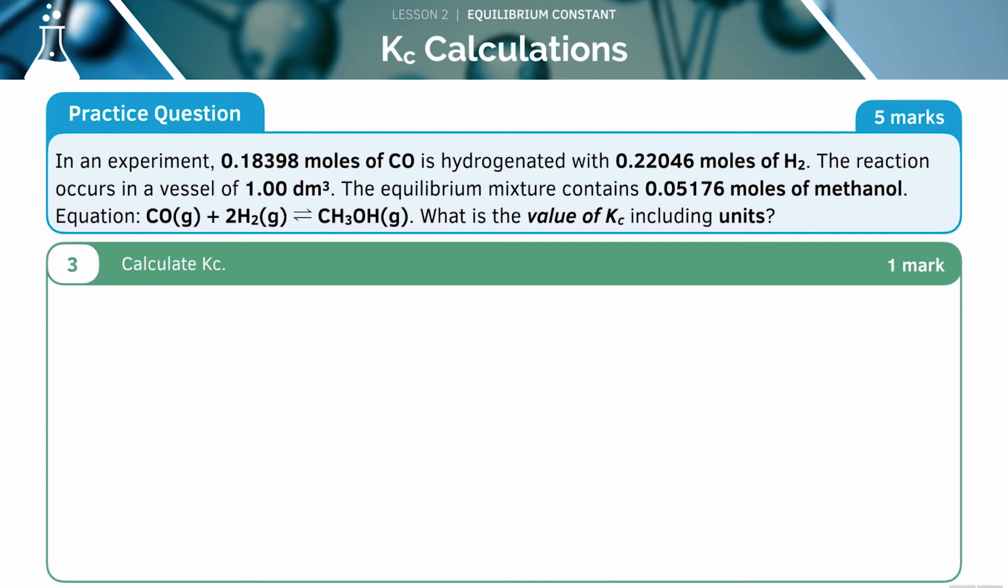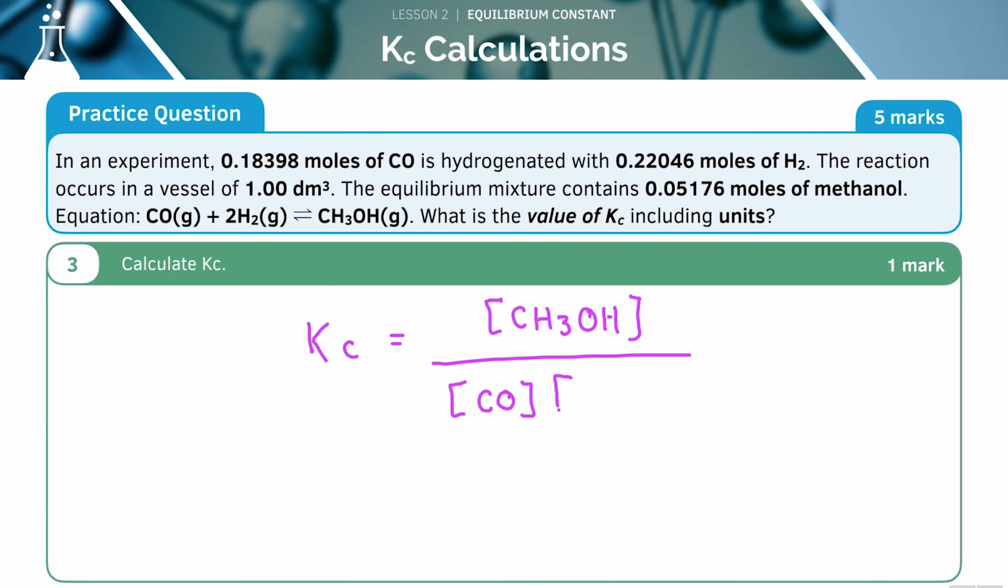Next, we will calculate the Kc. So here we need to write out our expression, which is going to be CH3OH divided by CO multiplied by H2 squared. This will be equal to a value of 28.6 to 3SF.